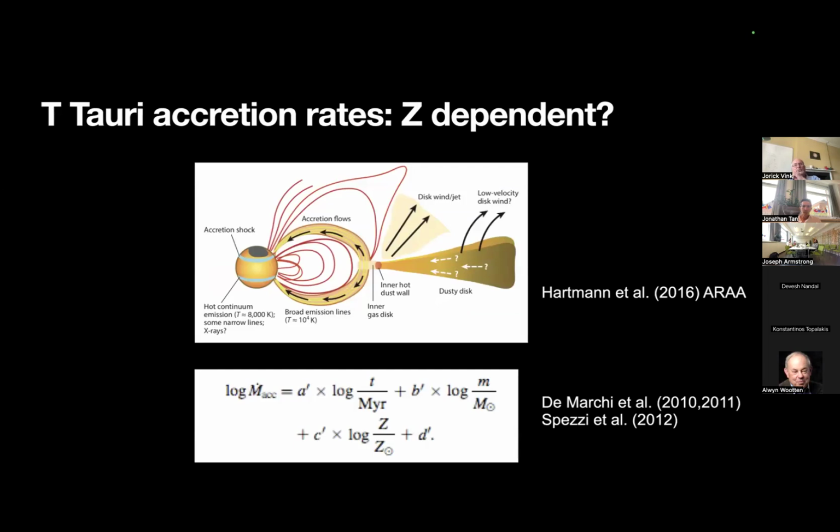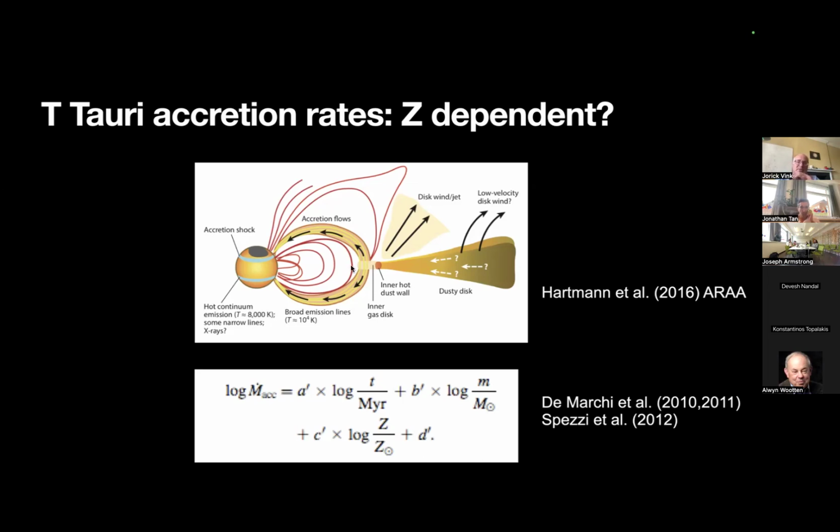Now to come back to the second part of the talk, that is really about the accretion rates. Now, what accretion rates should we use for very massive stars, and are they metallicity dependent? I really don't know, but I'd like to first think about, do we know anything about accretion rates, even for low mass stars? Now, for T-Tauri stars, there's a paradigm.